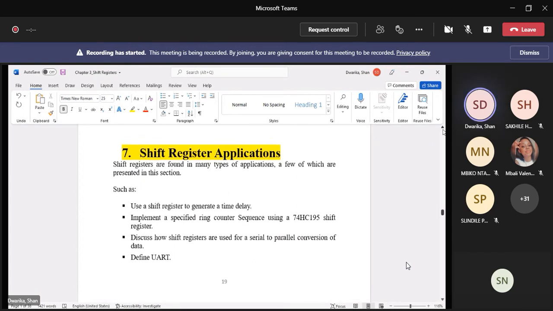Okay, shift register applications. Shift registers are found in many types of applications, a few of which are presented in this section, such as: use a shift register to generate a time delay, implement a specified ring counter sequence using a 74HC195 shift register, discuss how shift registers are used for serial to parallel conversion of data, and define UART. UART is universal asynchronous receiver and transmitter.